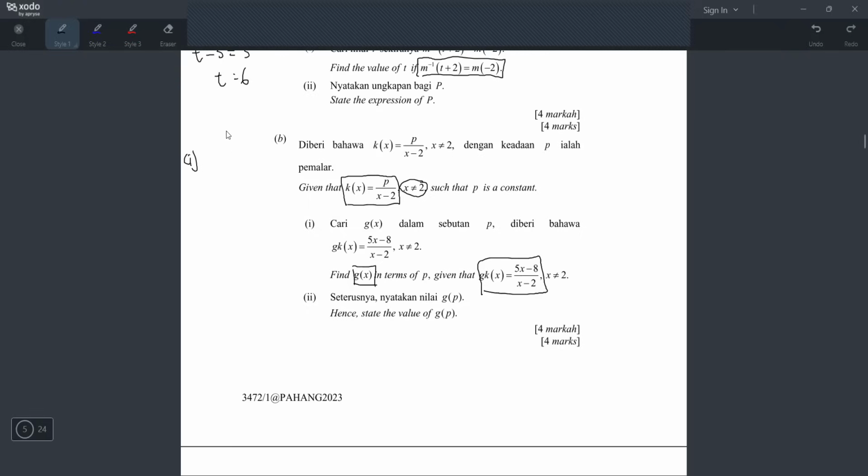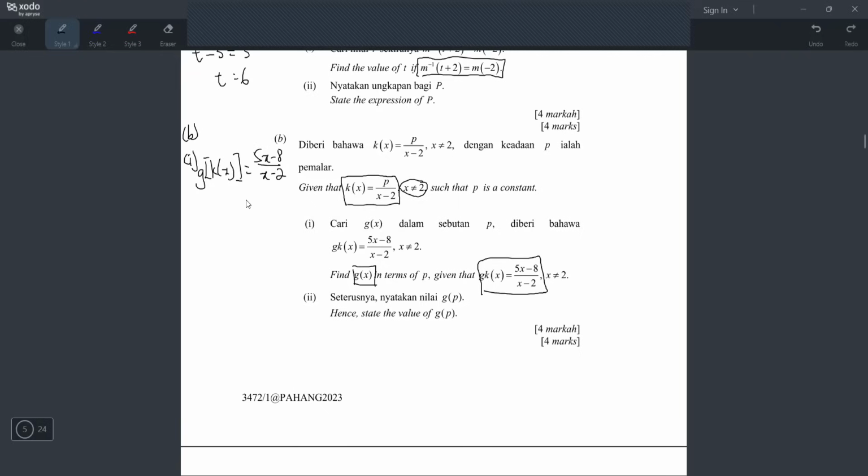For my own students, I always tell them, if they give you a composite function and a single function, you will always start your working with the composite function. So I'll write down my composite function with a big bracket, gk(x) equals 5x minus 8 over x minus 2. And I already told you, you don't have to write down the undefined case in your working. So just write like this.